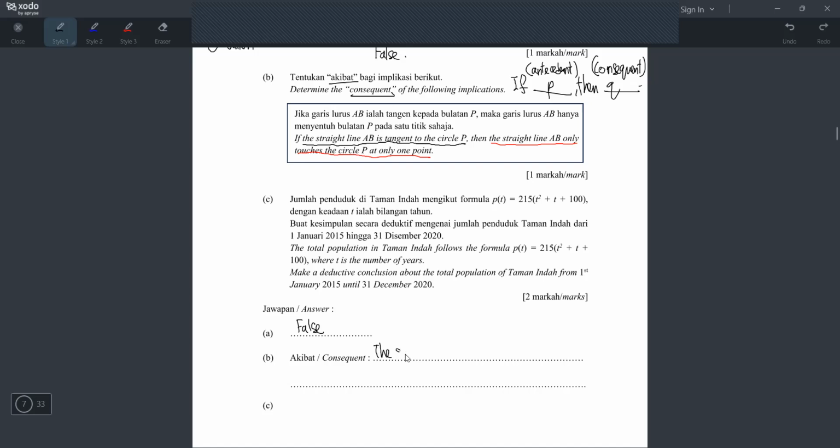Okay, sorry. The straight line AB only touches the circle P at only one point. Of course, if you want to salin the bahasa Melayu one, can also, okay? Depends on what you biasa lah. Because some students, they like to answer in bahasa Melayu. And then you salin garis lurus AB hanya menyentuh, blah, blah, blah, sampai sini lah.